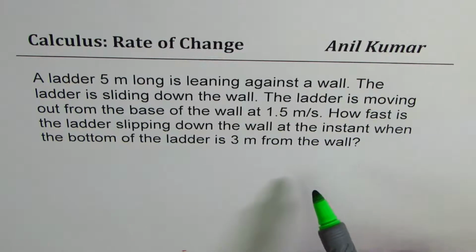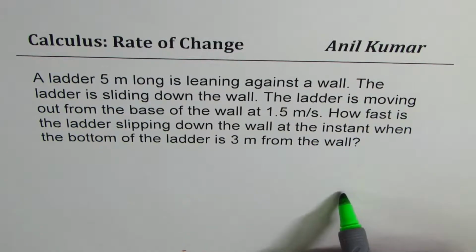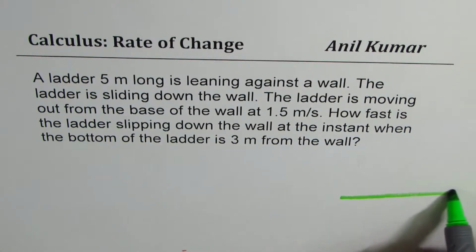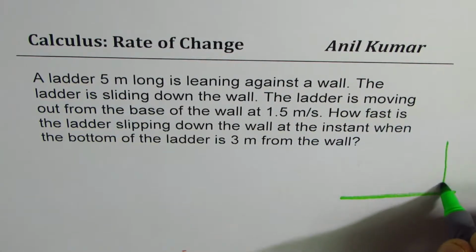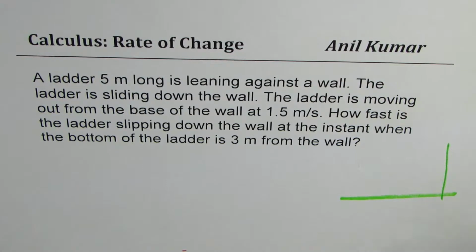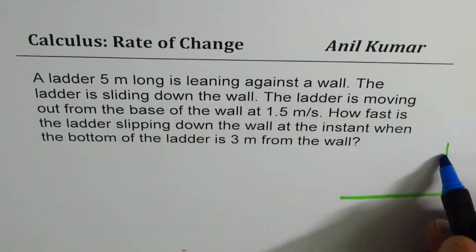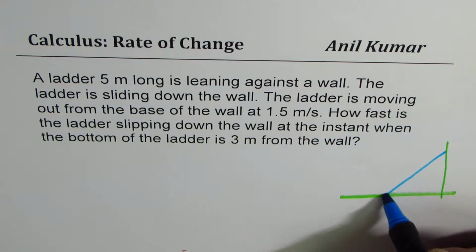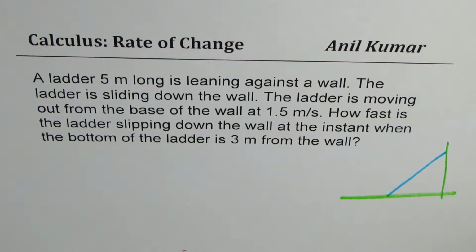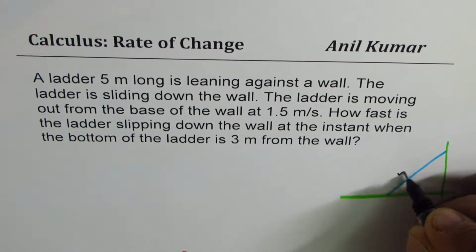So in all these word problems, we should first sketch. So let us say that is the ground and this is the wall. We are talking about a ladder which is 5 meters long leaning against the wall. So let's say the ladder is kind of like this. Length of the ladder is 5 meters. So that is this length, 5 meters.